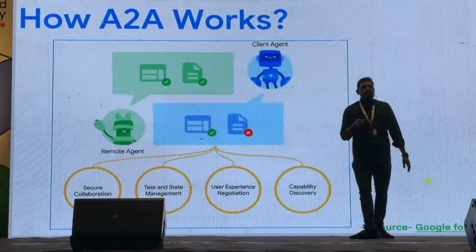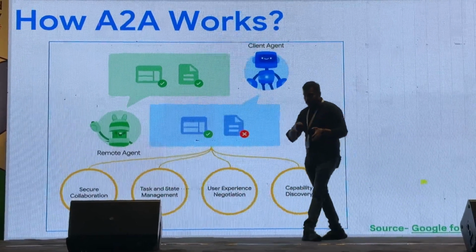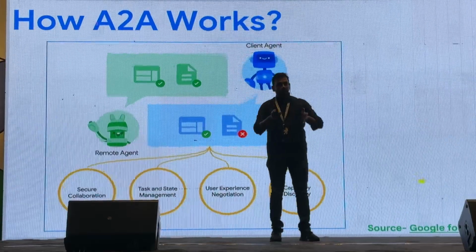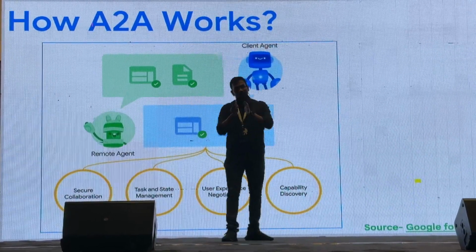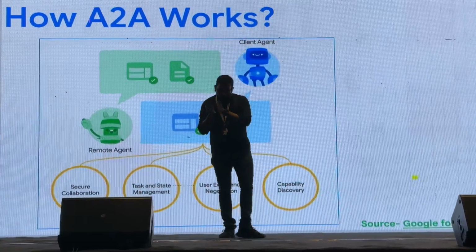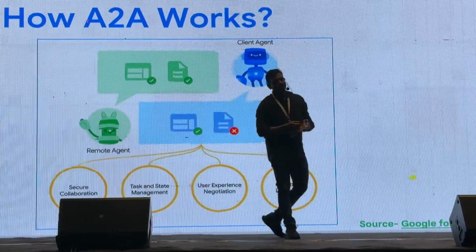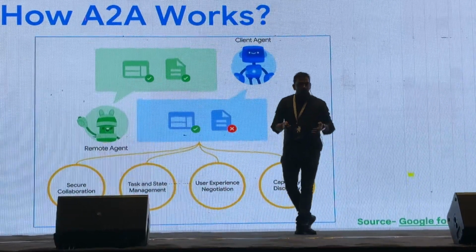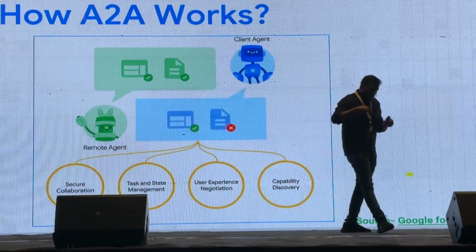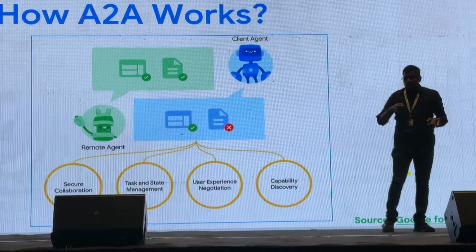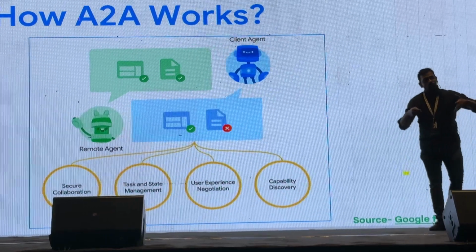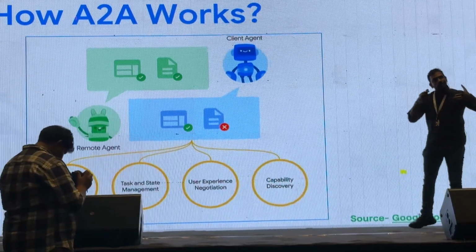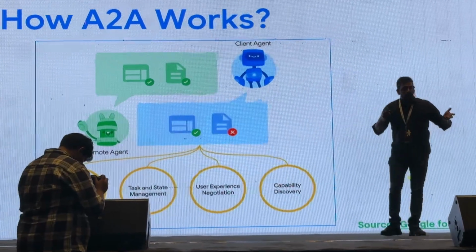And user experience negotiation. For example, whatever information the agents are trying to communicate can be broken down into small parts. For example, it can be an image, it can be text, or it can be video. Based on the information we are asking for, the agent looks at its capability, how capable I am, and based on that capability, it is able to deliver.